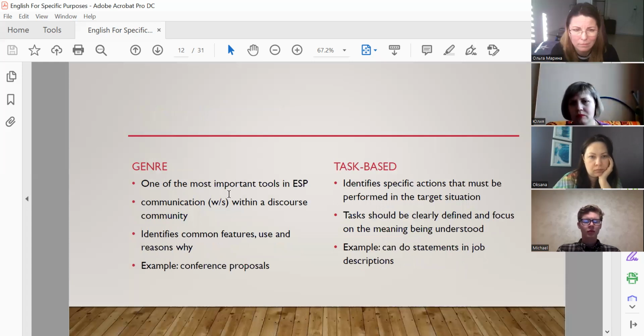One of the most important tools in ESP is genre. So whether it's for communication within a discourse community, identifies common features, use, and reasons why. So we have conference proposals, if we're talking about business English. Can you think of more examples of genre?